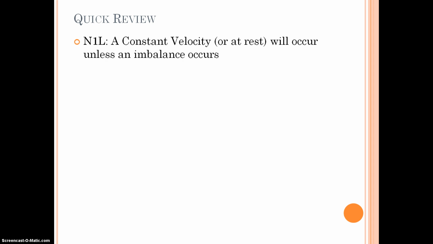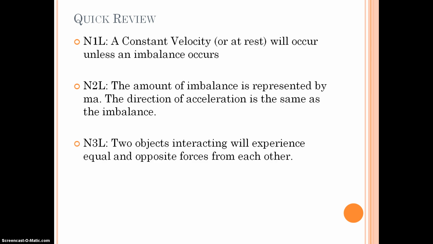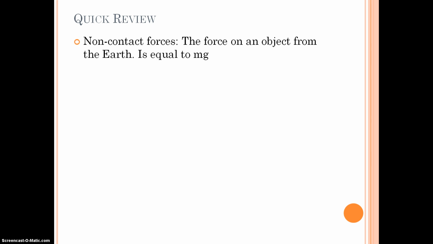So, quick review. Newton's first law: a constant velocity, or at rest, which is the same thing, will occur unless an imbalance occurs. Newton's second law: the amount of imbalance that's possible is represented by the equation ma, and the direction of the imbalance is the same as the direction of acceleration. Newton's third law: you've got two objects, they push on each other, they're going to experience equal and opposite pushes from each other.